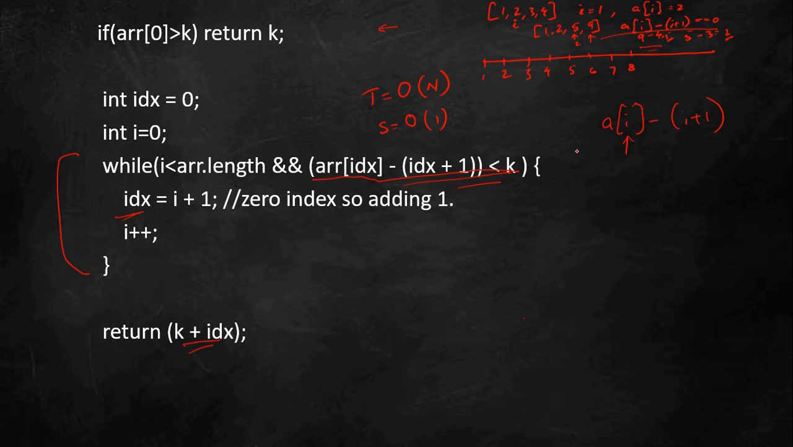So we are using the same logic in the while loop, and again for this also the time complexity will be O of n and space complexity will be O of 1.